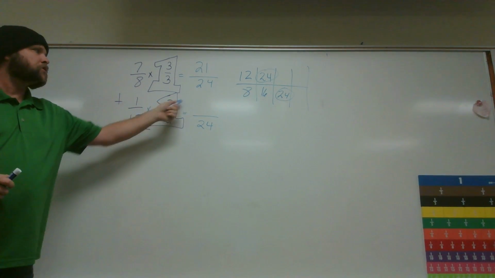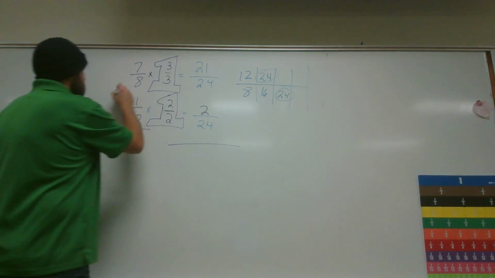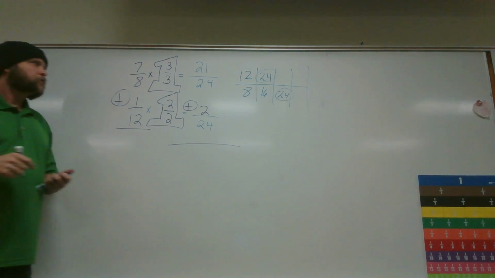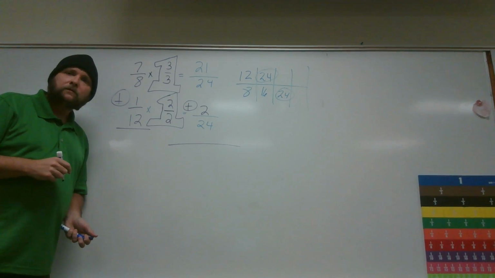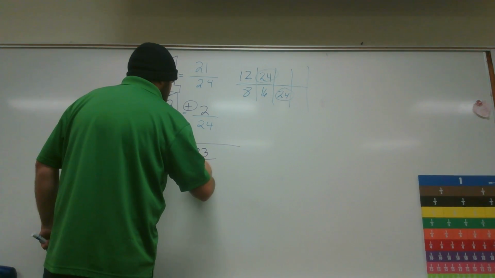2. And I want the fraction to equal 1, so I've got to put 2 over 2. So 1 times 2 is 2. No, it's an addition sign. 21/24 plus 2/24 is 23/24.